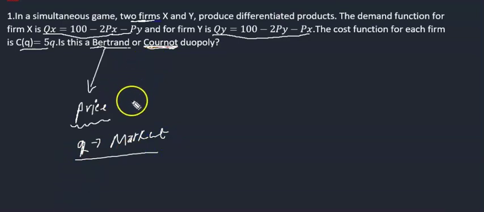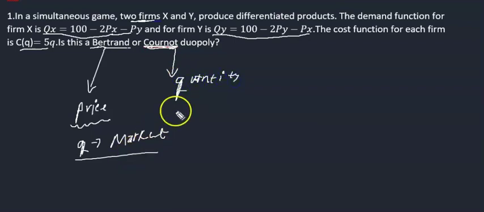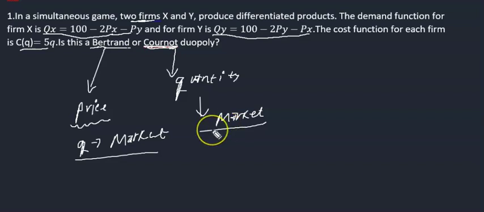On the other hand, in the Cournot, firms determine the quantity, while the price is given by the market. So, having this idea in mind, what do we need to do? In this question, we haven't been given this information, so what we need to do is check on the demands that we have been given.